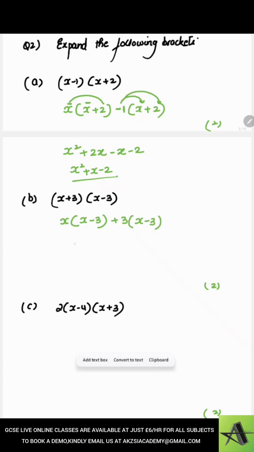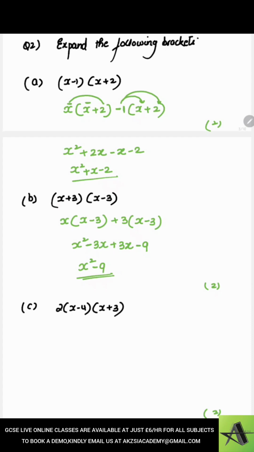So x times x is x squared. X times minus 3 is minus 3x. 3 times x is 3x, and 3 times minus 3 is minus 9. So on simplifying, I'll get x squared, and minus 3x plus 3x is 0, so that's minus 9.